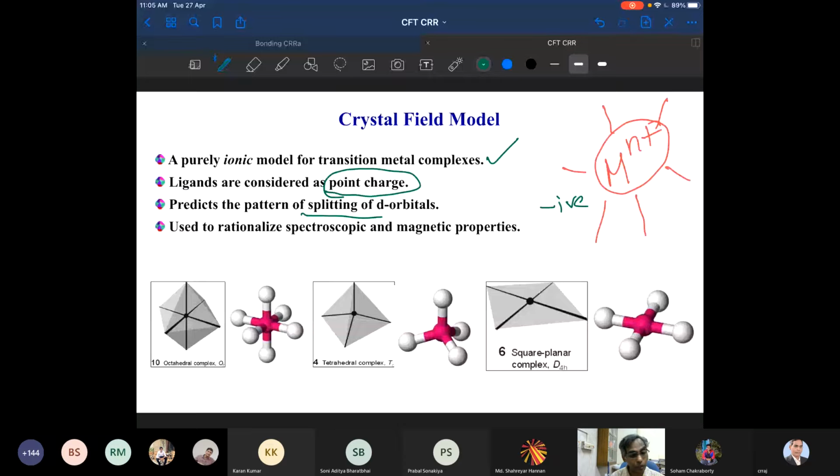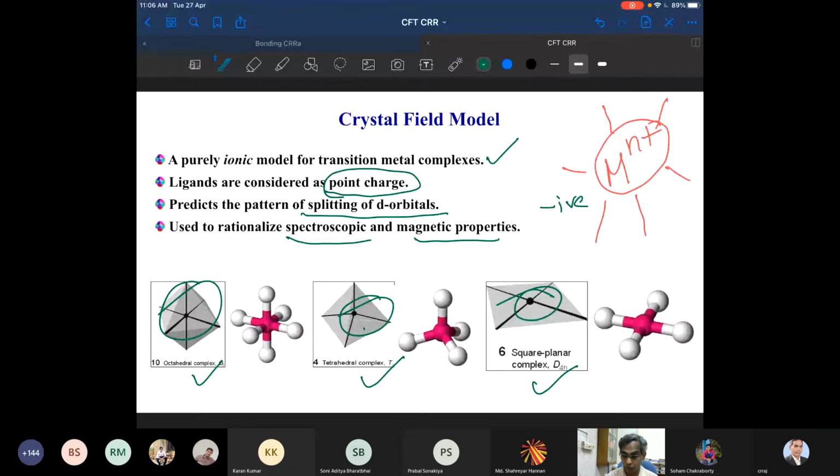As I mentioned, crystal field theory is centered only around the d orbitals. It doesn't say anything about the s orbital or the p orbital. You can understand the spectroscopic and magnetic properties. So you have octahedral, tetrahedral, and square planar complexes. These three are the main geometries that we will be studying. How we can explain the hexa-coordination, or the tetra-coordination in the tetrahedral and square planar, you will be able to understand with the help of crystal field theory, but not the bonding.